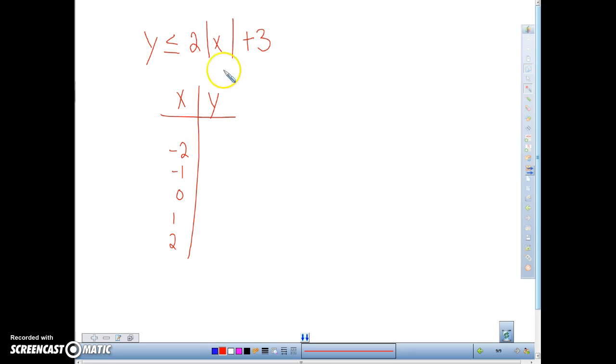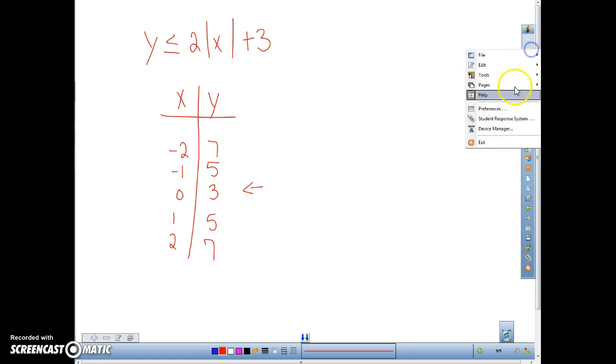So if we plug in -2 for x, you get 2 times the absolute value of -2 plus 3, which gives us 7. If we plug in -1, we get 5. We plug in 0, we get 3. We plug in 1, we get 5. And we plug in 2, we get 7. So we found our turning point right there because it's the same on both sides. So let's go ahead and plot these.